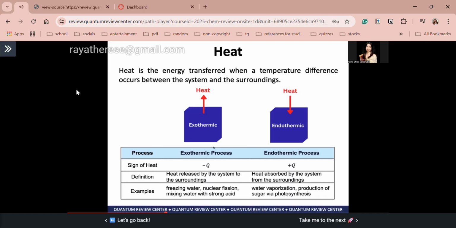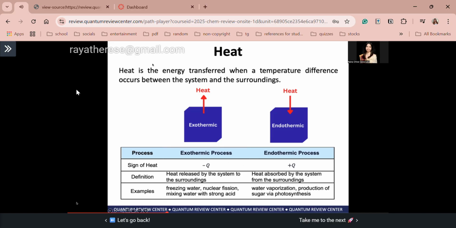Ang example ng exothermic processes ay freezing water, nuclear fission, and mixing water with strong acid. These are all exothermic processes. So endothermic processes, examples include water vaporization. So in water vaporization, water absorbs heat para maging water vapor siya. And another example is the production of sugar via photosynthesis.